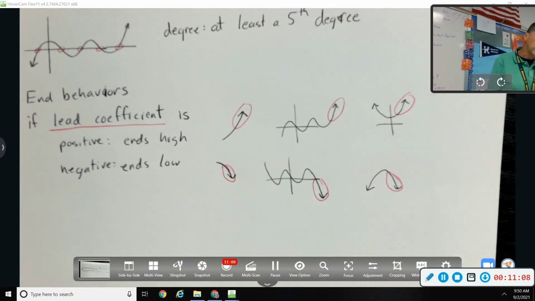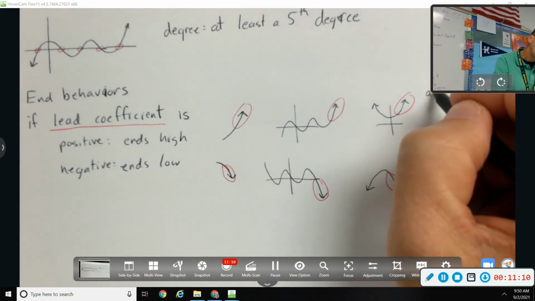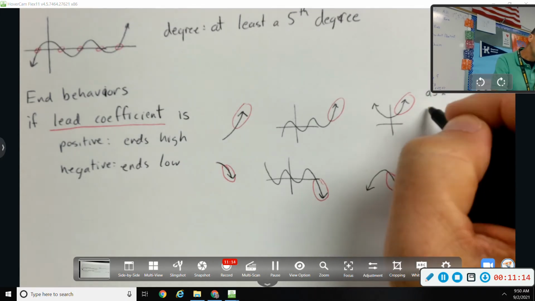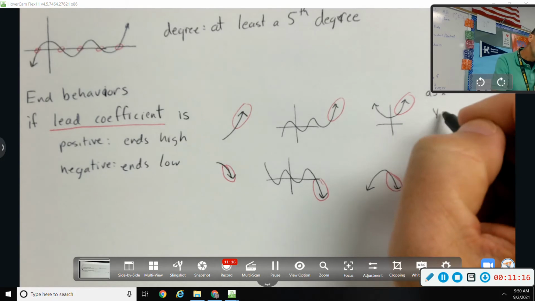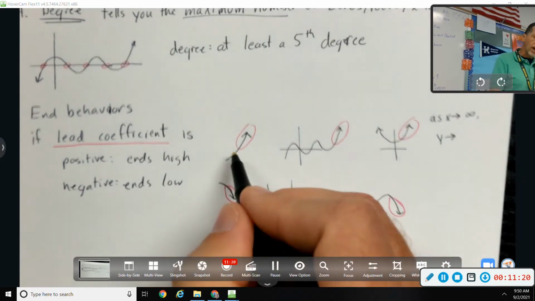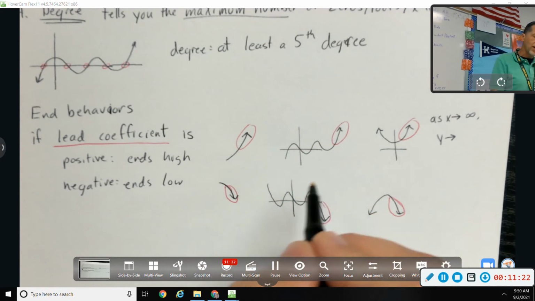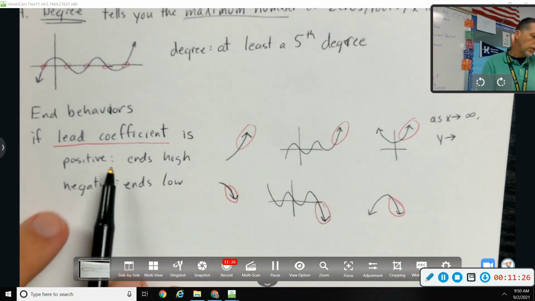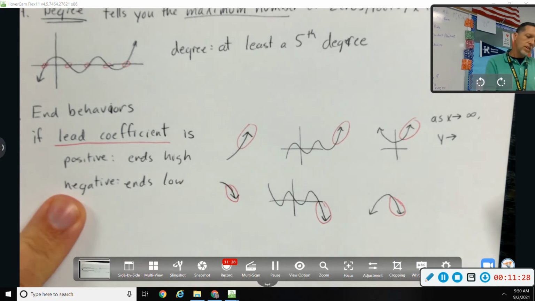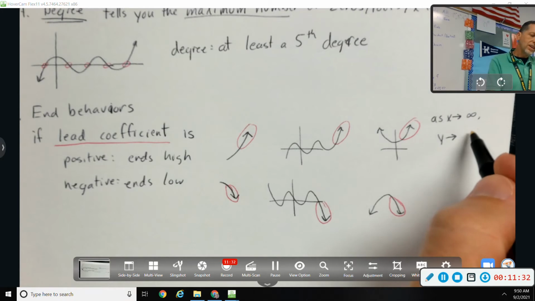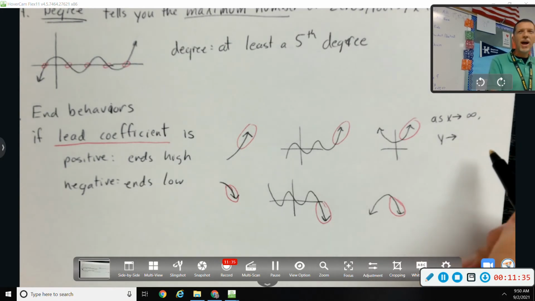To use a little bit of calculus type words, as x goes to infinity, so as x gets really big, right, x is left and right, what is y going to if the lead coefficient is positive? Which way is y headed? Up. What's a mathy way to say up? Infinity.